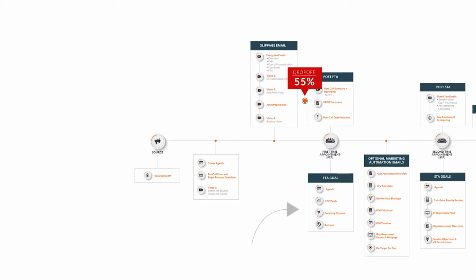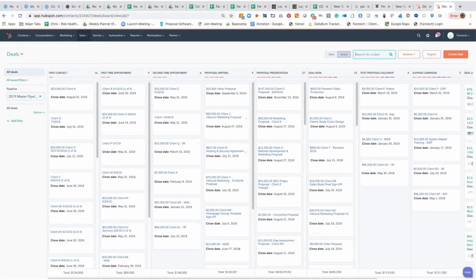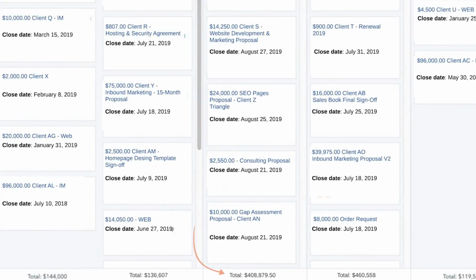The goal of the sales cycle is to eliminate drop-off by creating buyer persona specific marketing materials that are engaging and keep the potential sales target enthusiastic about your products or services.